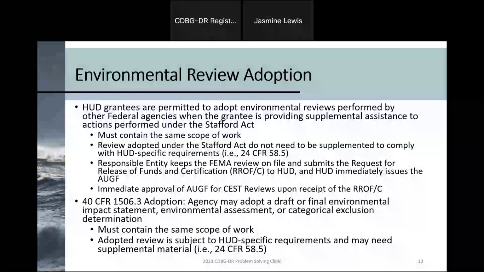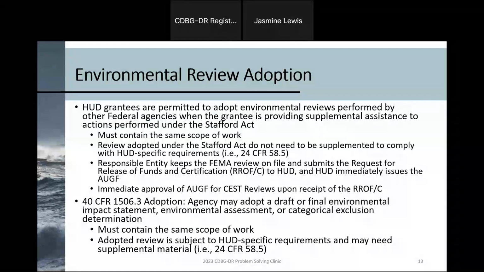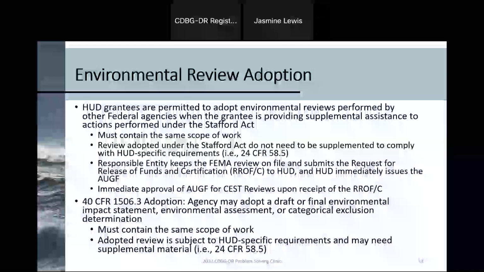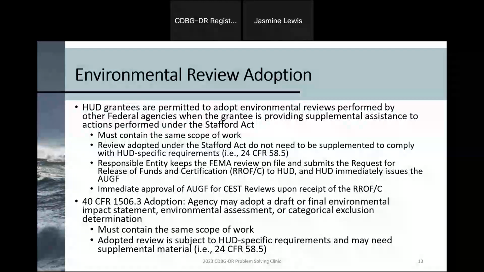However, assuming that it is the same, the next step is actually very unique to the Stafford Act, where you are able to fully adopt the environmental review without further supplementing with HUD's unique requirements outlined in 24 CFR Part 58.5. From there, the RE will retain a copy of that REC for your own records, and then you're immediately able to submit your request for release of funds over to HUD. It doesn't require publication during that time since it's already been done and approved by FEMA.